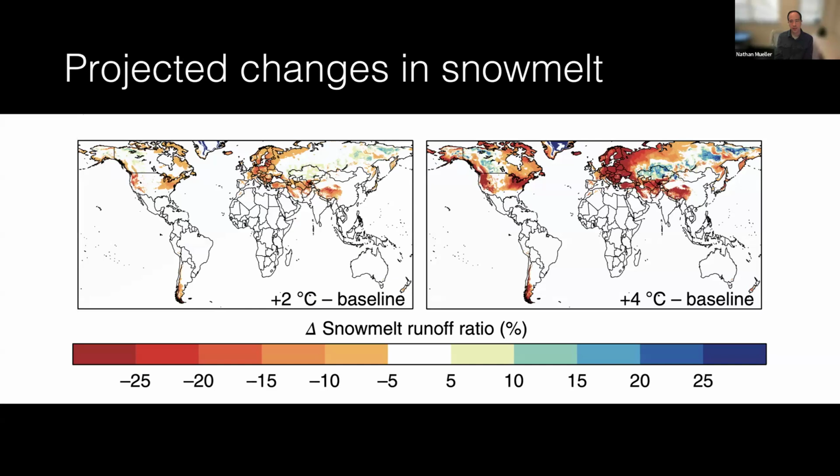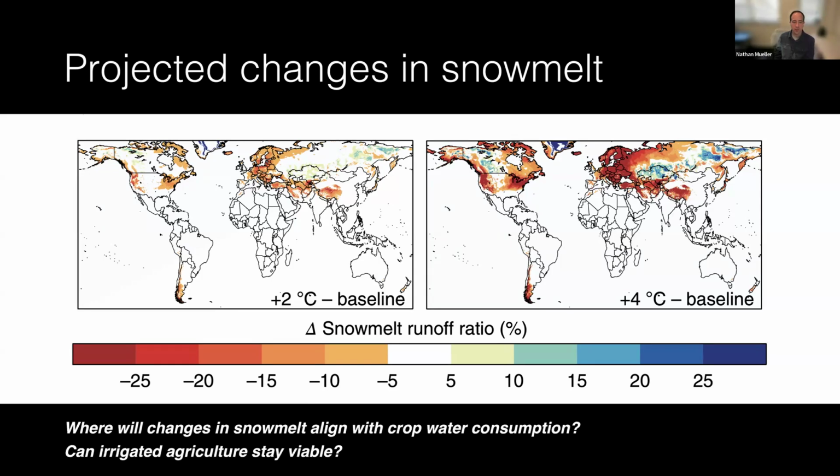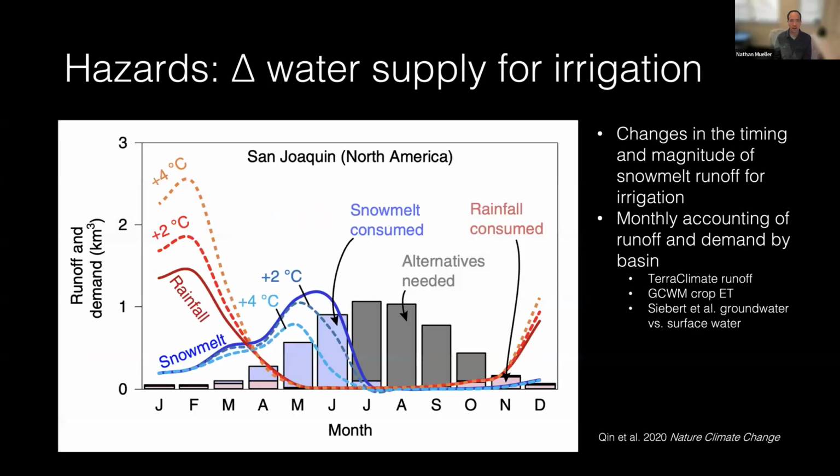And if we look at the projected changes in that snowmelt runoff ratio into the future, we can see that there are some concerning trends where you get pretty steady decreases in that snowmelt runoff ratio with warming. And so the question here is, where will changes in snowmelt align with crop water consumption, and can irrigated agriculture stay viable? So to do that, what we do is we have to look at the seasonal patterns of the water consumption and the water supply.